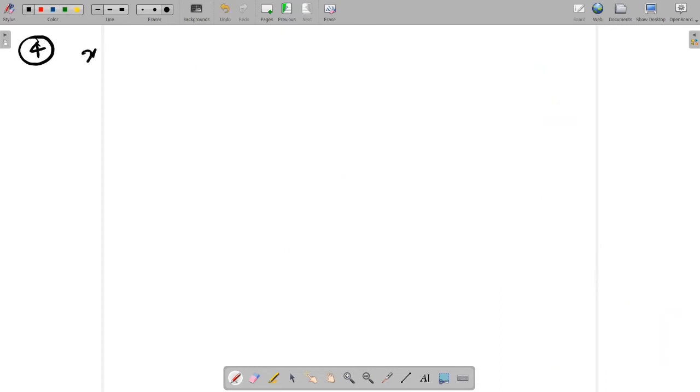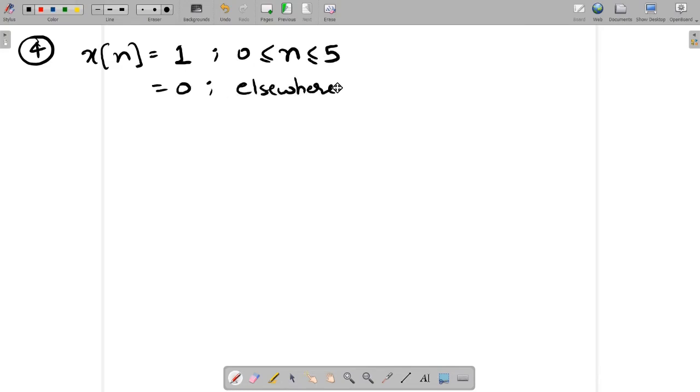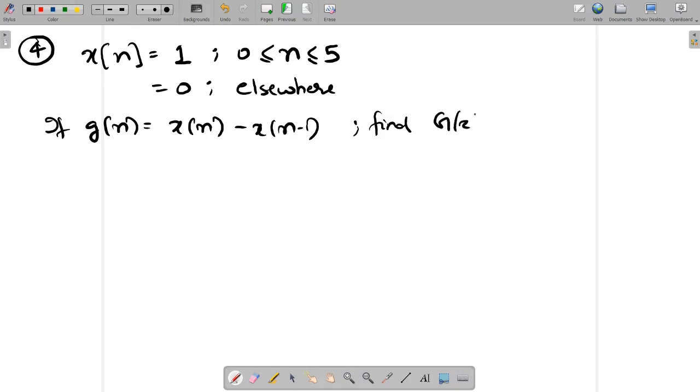Fourth sum, x of n is equal to 1 for 0 less than or equal to n less than or equal to 5 and 0 elsewhere. If g of n is equal to x of n minus x of n minus 1, find g of z. Okay, very easy sum. X of n. Okay, what does it say x of n is?